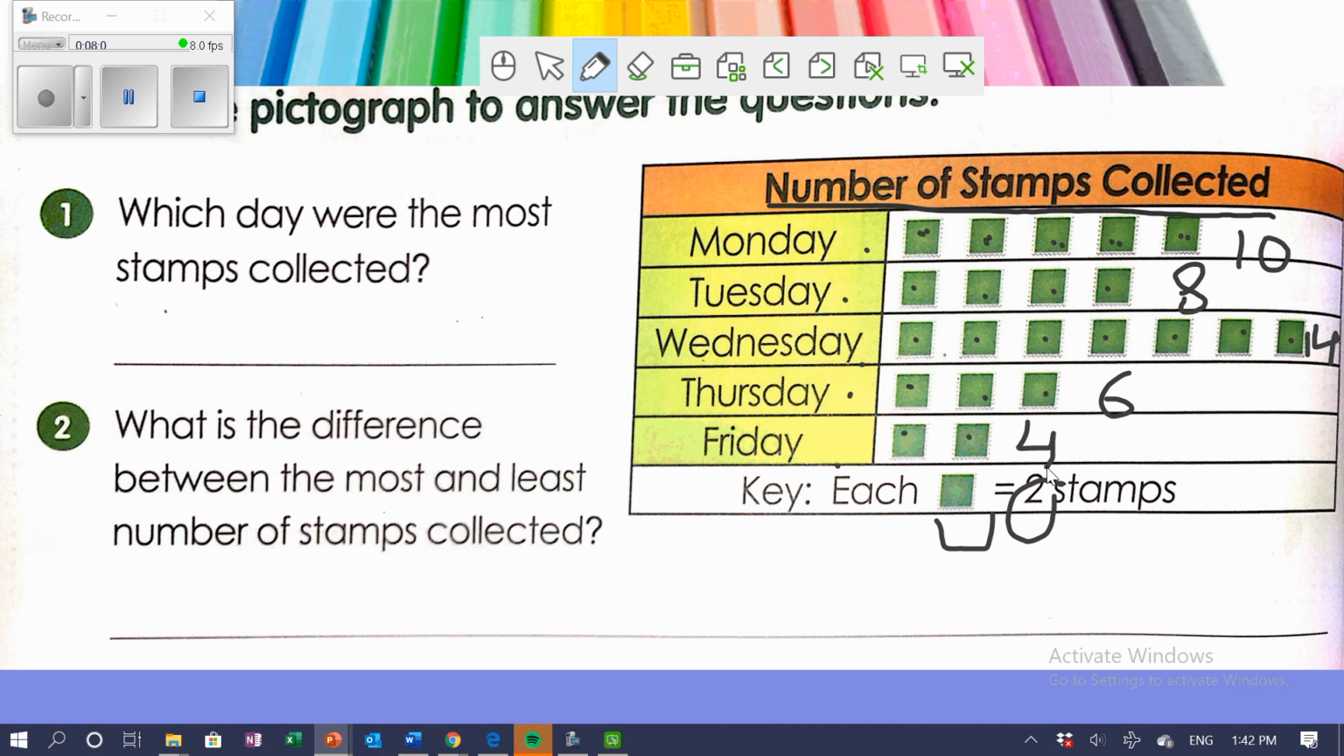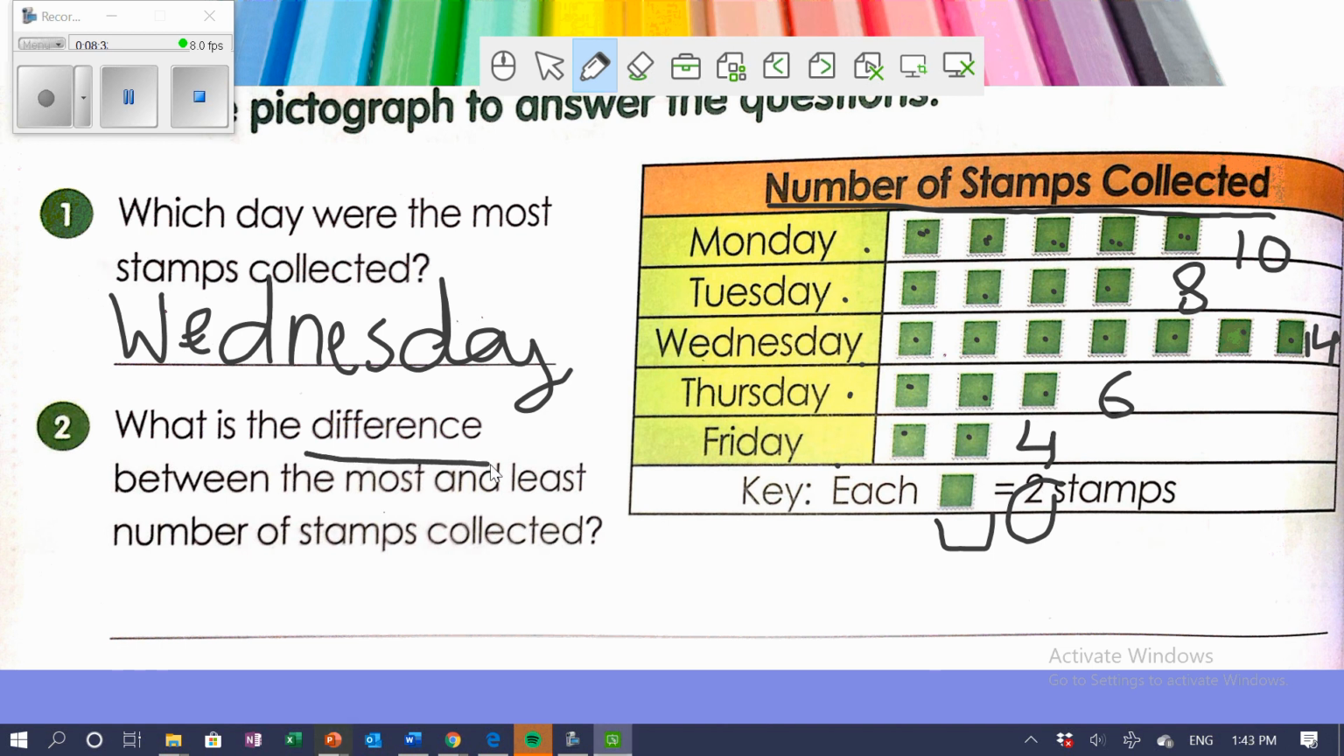Which day were the most stamps collected? Which day had the most number of stamps? I can compare with my pictograph. I can see it's 14, which is on Wednesday. What is the difference between the most and the least number of stamps collected? The difference all the time means subtract. So I have to find the least, the small number, and the most. Where is the least? It's 4. And the most is 14.